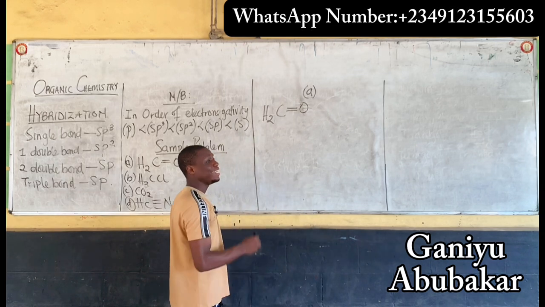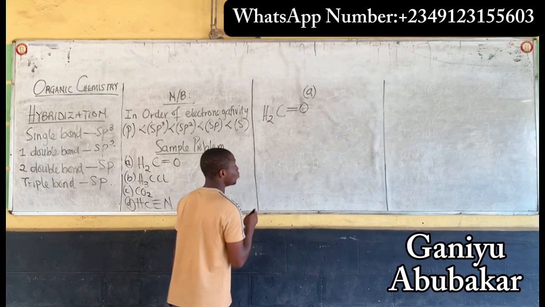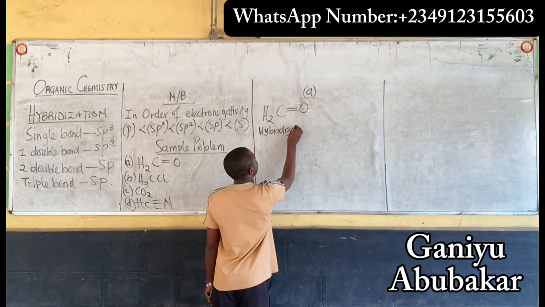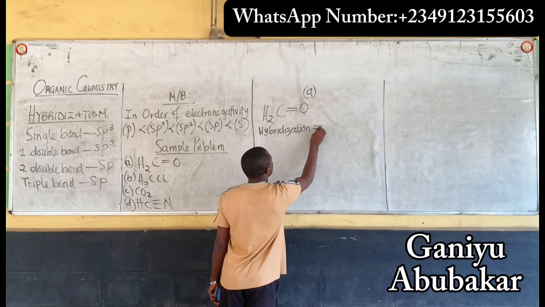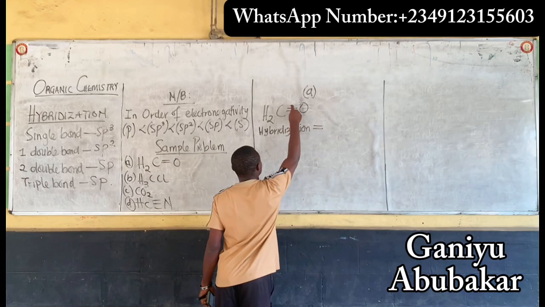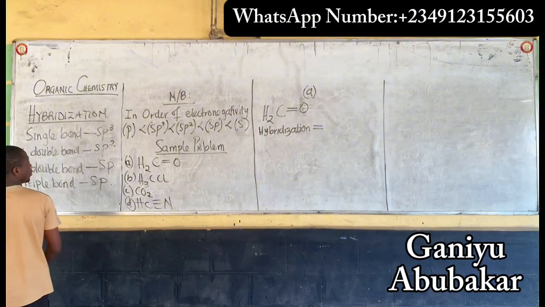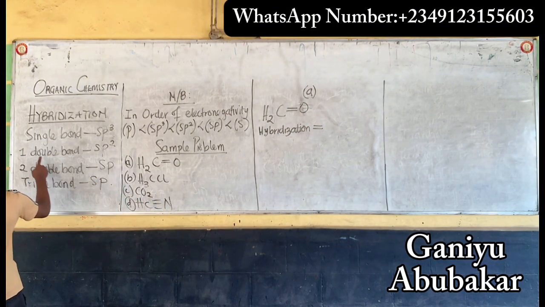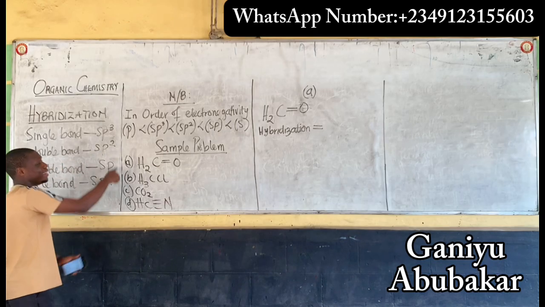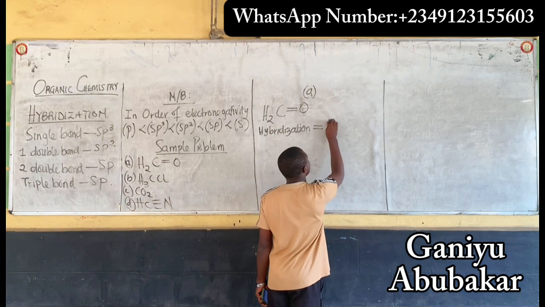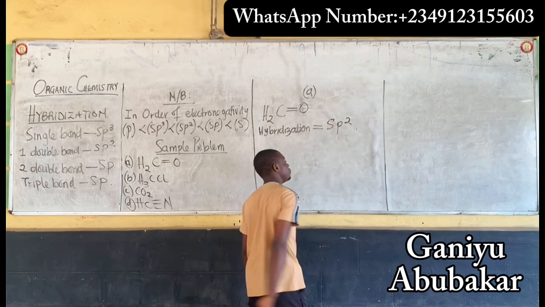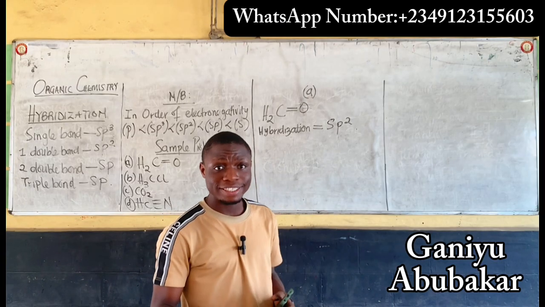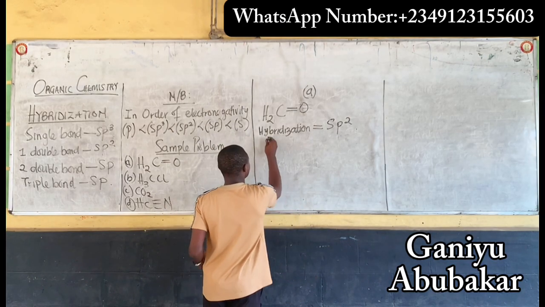I'm asked to state the hybridization of this molecule. The hybridization here is what? This one is a single bond, and this one here is a double bond, and we said one double bond is what? Sp squared hybridized. So this compound here is Sp squared. I'm done. Next task, I'm asked to state the geometry of the bonding, that is the shape of molecule.